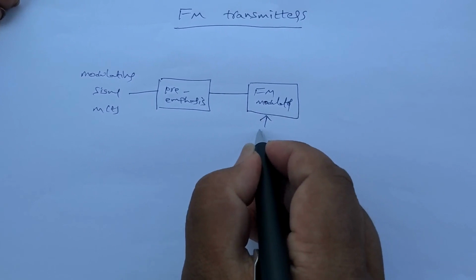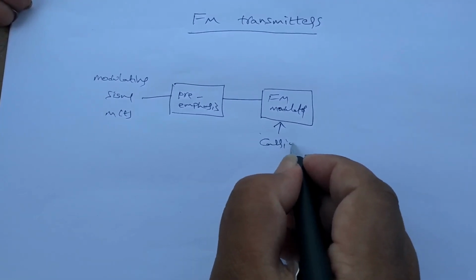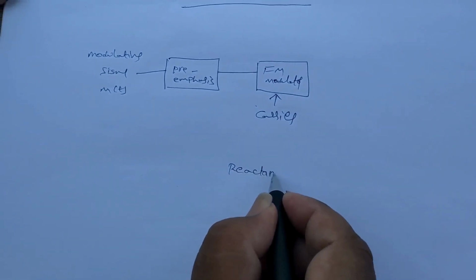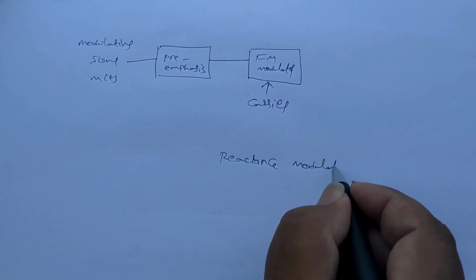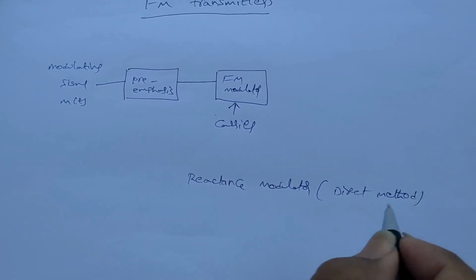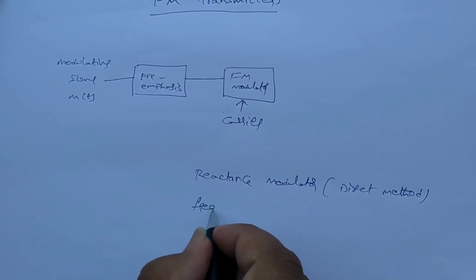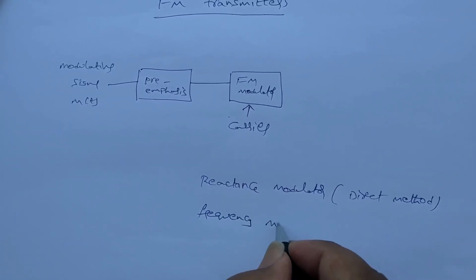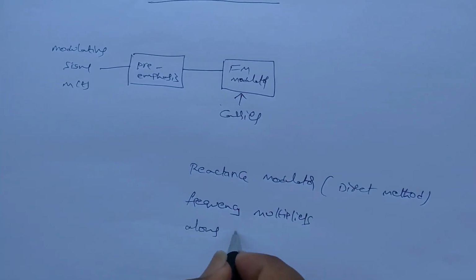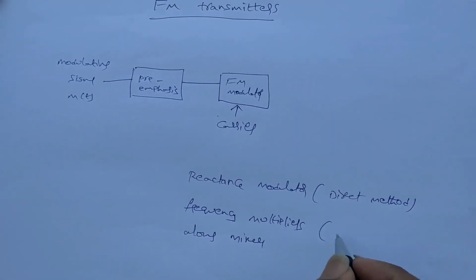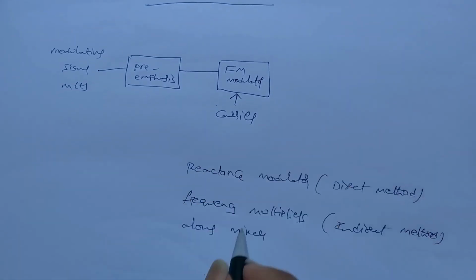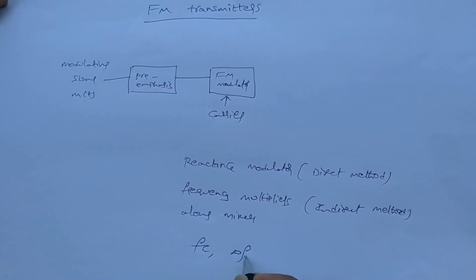We have to apply the carrier signal, and in place of the FM modulator, you can use either the reactance modulator according to the direct method, or the indirect method of frequency multipliers along with the mixer. Either way you can get the desired carrier frequency and deviation frequency.